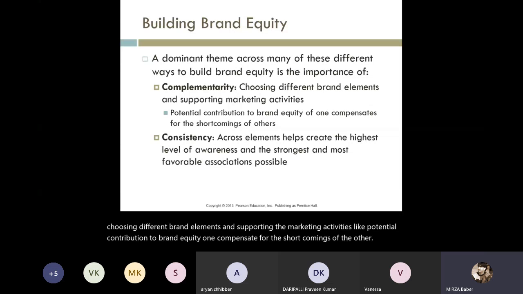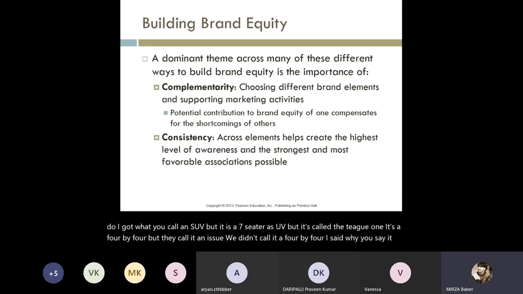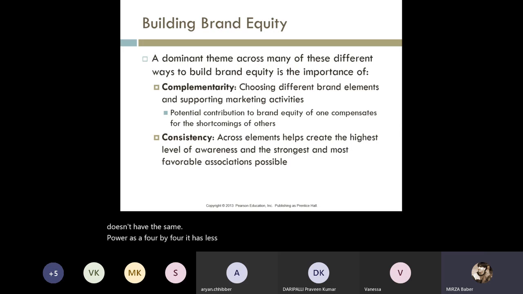This is an example. Once again, I'm using cars. If someone wants to buy a car, they can buy a sedan or they can buy the sports edition. But let's say they have a big family, like I do. I got what you call an SUV, a 7-seater SUV. It's called a Tiguan. It's a 4x4, but they called it an SUV. They didn't call it a 4x4. I asked why. It doesn't have the same power as a 4x4. It has less power, therefore it's classified as a sports utility vehicle. So it's kind of compensating for the look of a 4x4, but with less power.